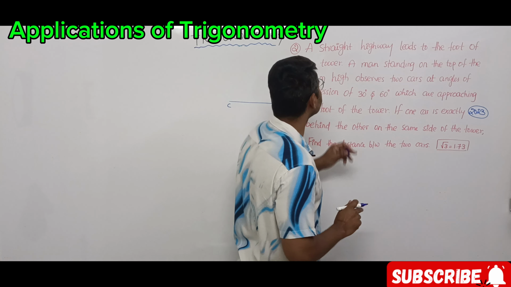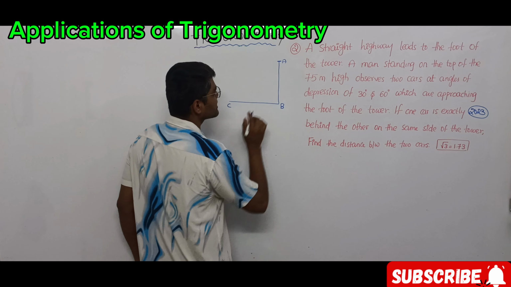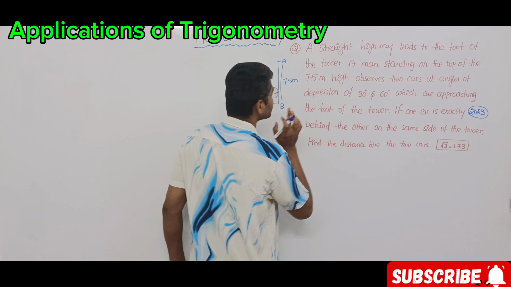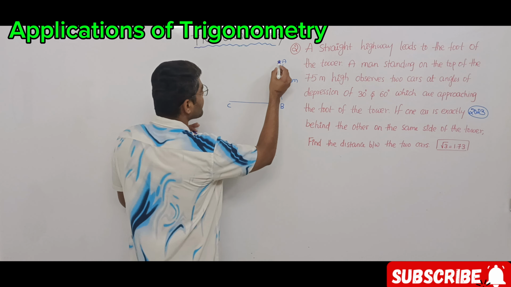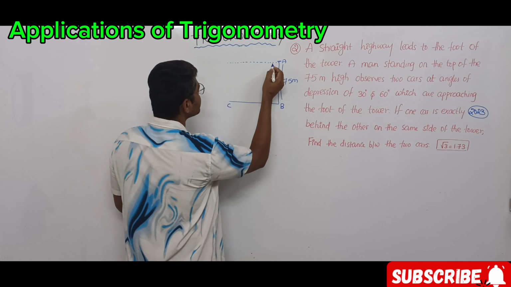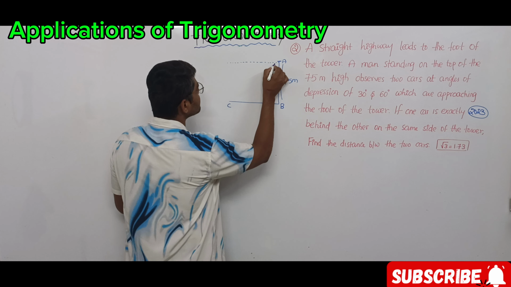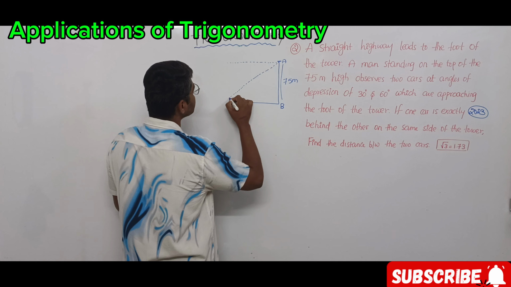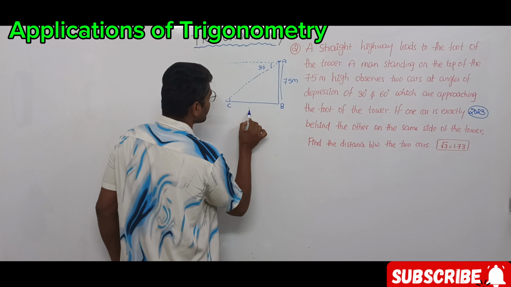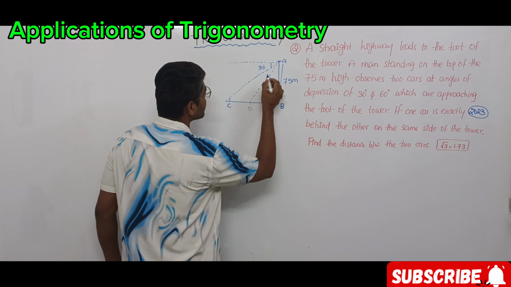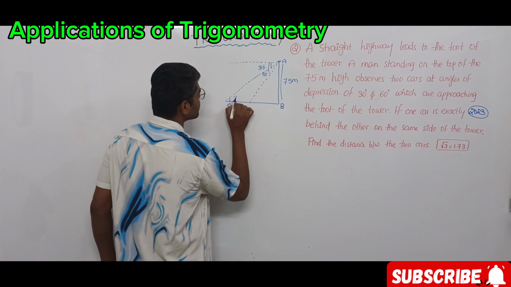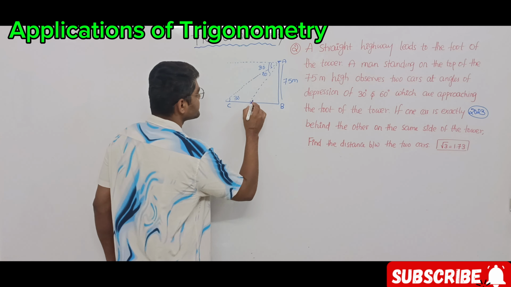A man standing on the top of the 75 meters high tower. So a man is here at point A, and the height is 75 meters. Clear? He observes two cars at angles of depression of 30 degrees and 60 degrees. So he is observing one car at 30 degrees, and another car at point D. He is observing this car at an angle of depression 60 degrees. So these two lines are parallel. So if it is 30, then it becomes 30. By the alternate interior angles property, if this is 60, this becomes 60.